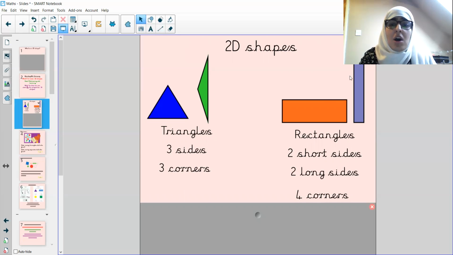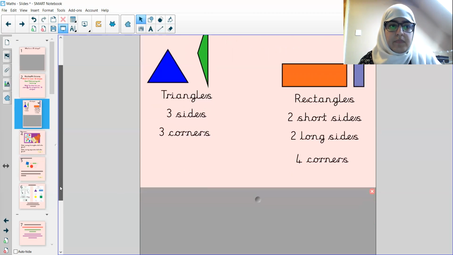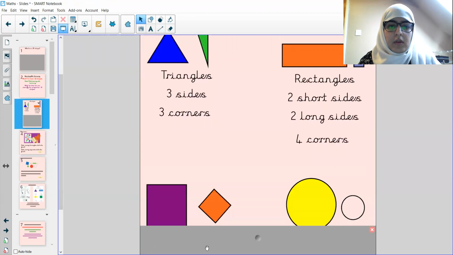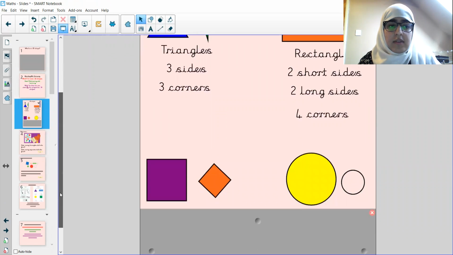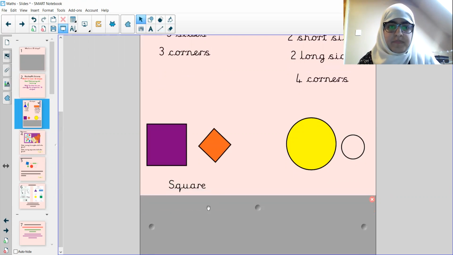Now, the only difference between these two rectangles is their colour, and you could say the size, but it still makes a rectangle because of those properties. Again, let's look at the other shapes we will be looking at. And I must say these two shapes are my favourite shapes. Don't know why, but they are.